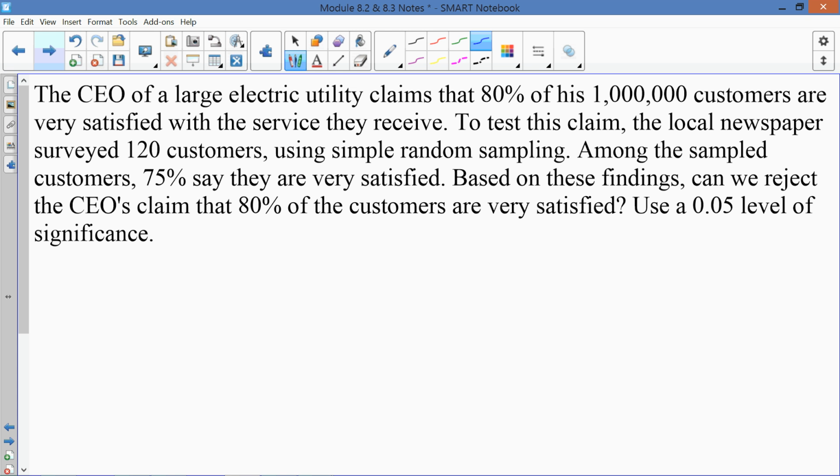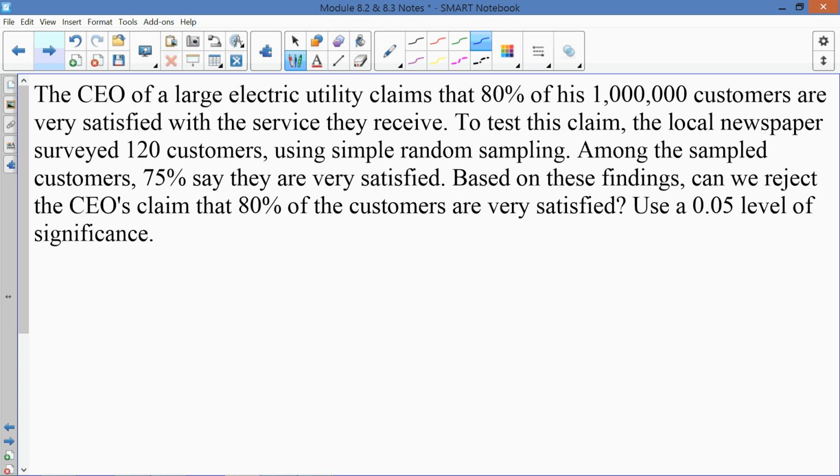The CEO of a large electric utility claims that 80% of his million customers are very satisfied with the service they receive. To test this claim, the local newspaper surveyed 120 customers using random sampling. So that's good. You got random sampling. Among the sampled customers, 75% say they are very satisfied. Well, that's not 80%. That's less than 80%. Based on these findings, can we reject the CEO's claim that 80% of the customers are very satisfied? Use a 0.05 level of significance.